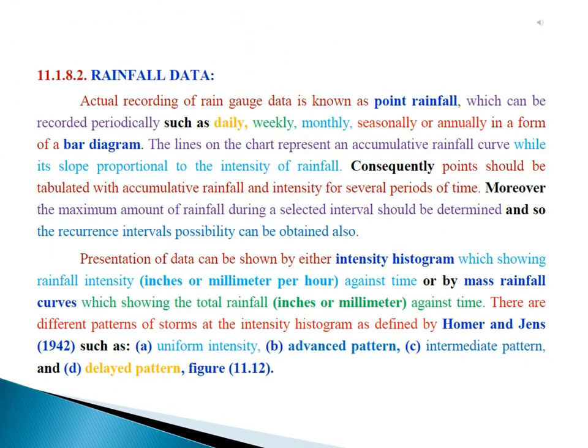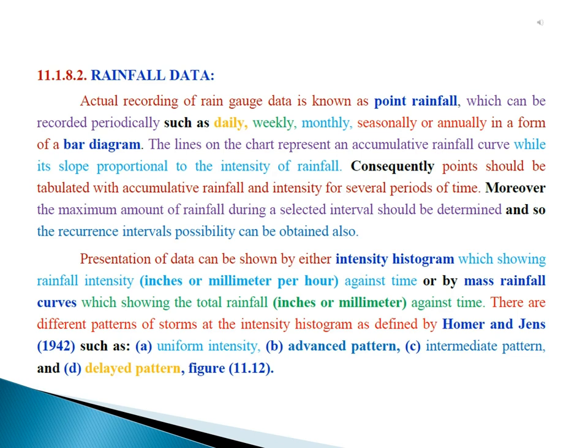Rainfall data. Actual recording of rain gauge data is known as point rainfall, which can be recorded periodically, such as daily, weekly, monthly, seasonally, or annually, in the form of a bar graph. The lines on the chart represent an accumulative rainfall curve, while its slope is proportional to the intensity of rainfall.